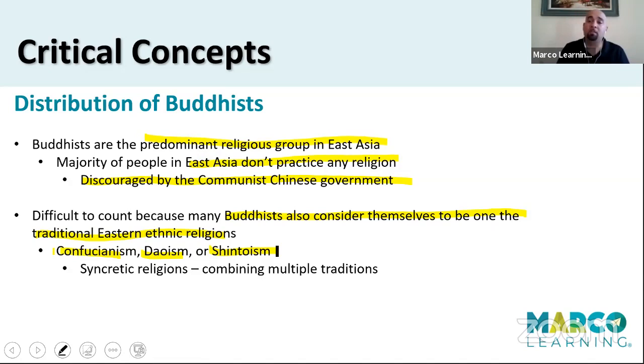And this, again, that term syncretism, things coming together. Syncretic religions is the combining of multiple traditions. All right, the diffusion of religions and how these religions spread.